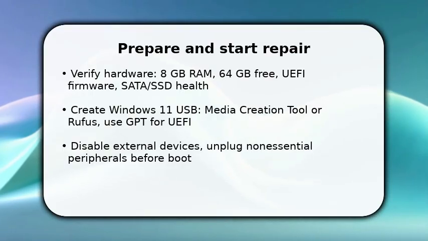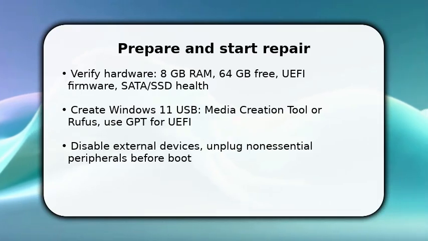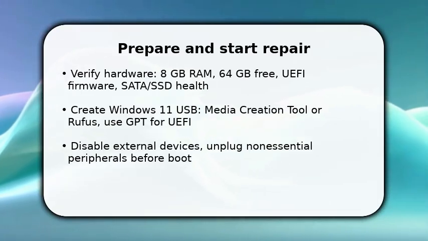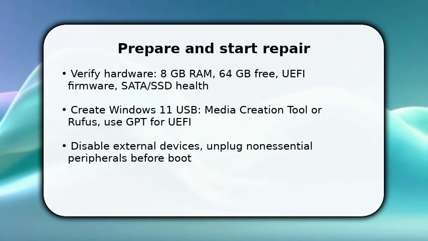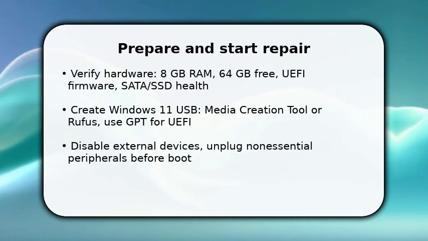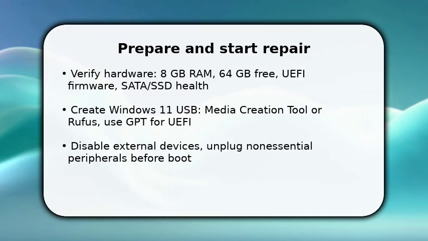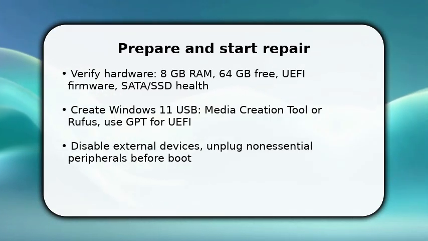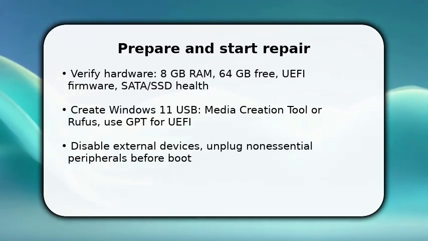You begin by confirming prerequisites and making the boot media. Check RAM, disk-free space, and health. This prevents failing mid-install. Create a Windows 11 USB with Media Creation Tool or Rufus configured for GPT and UEFI. Once created, reboot into UEFI, set USB as first boot device, and temporarily disable Secure Boot if the installer complains.